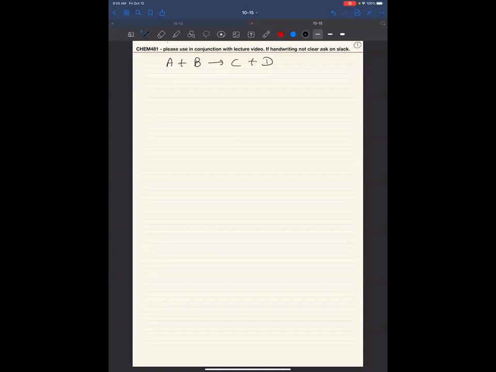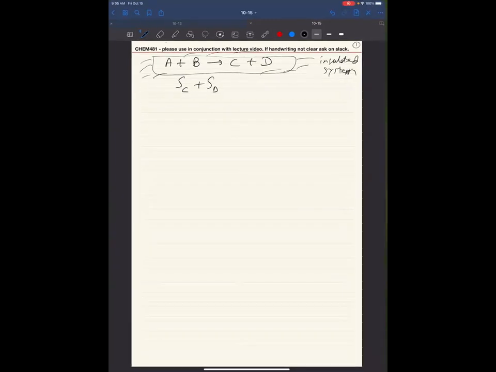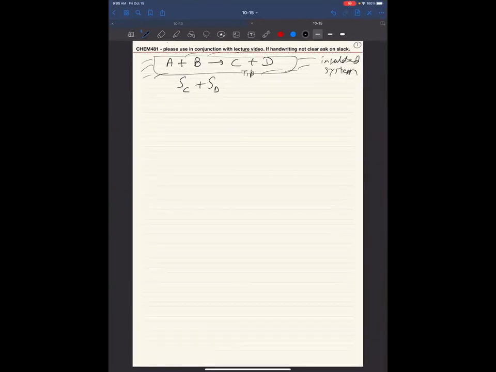So if the entropy of C plus D, and let's say this reaction is happening in a thermally insulated system, right? There is no contact with the rest of the universe. So this is our total system, A plus B and C plus D happening together, at some pressure P and some temperature T. So we can talk about entropy, right? It is a state function at that temperature and pressure.